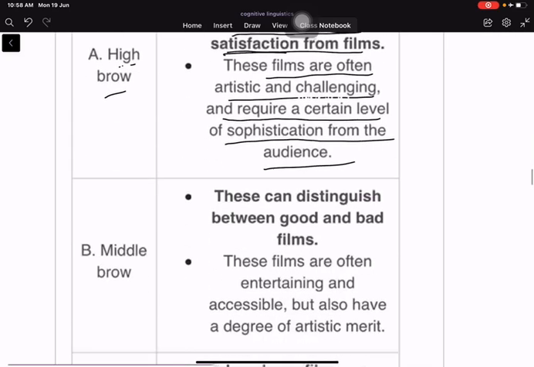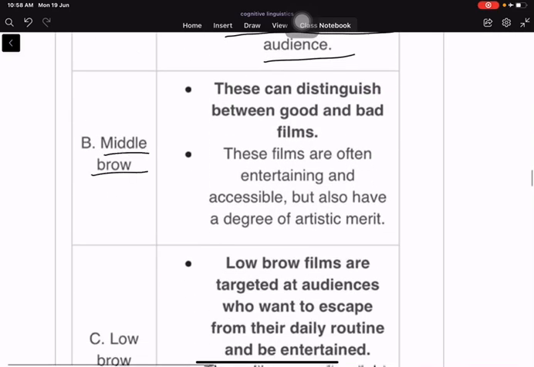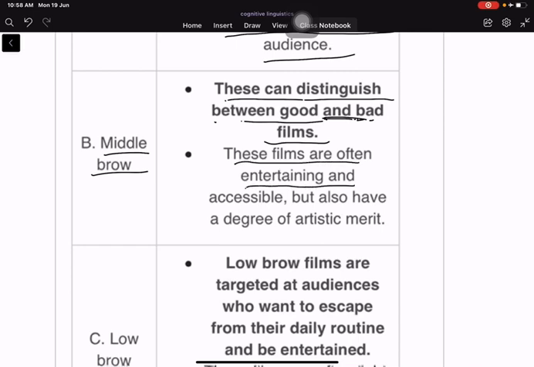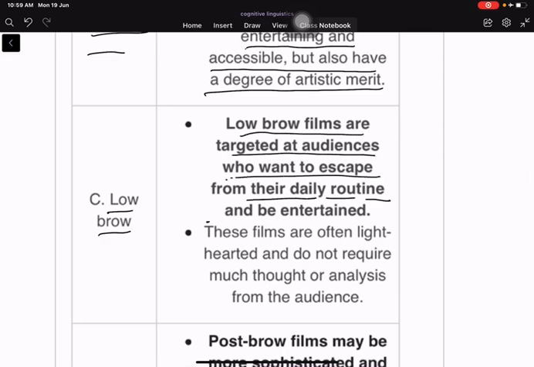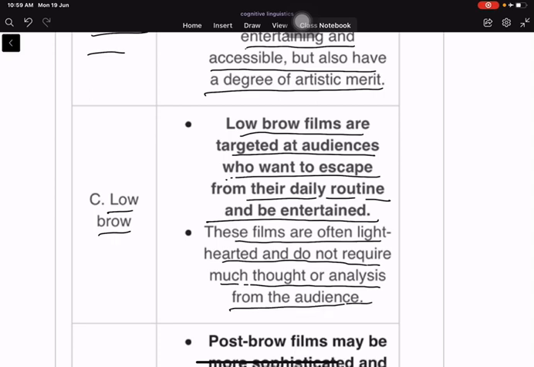And then you have middle brow. These can distinguish between good and bad films. These films are often entertaining and accessible but also have a degree of artistic merit. That's middle brow. And then you have low brow. Low brow films are targeted at audiences who want to escape from their daily routine and be entertained. These films are often light-hearted and do not require much thought or analysis from the audience.